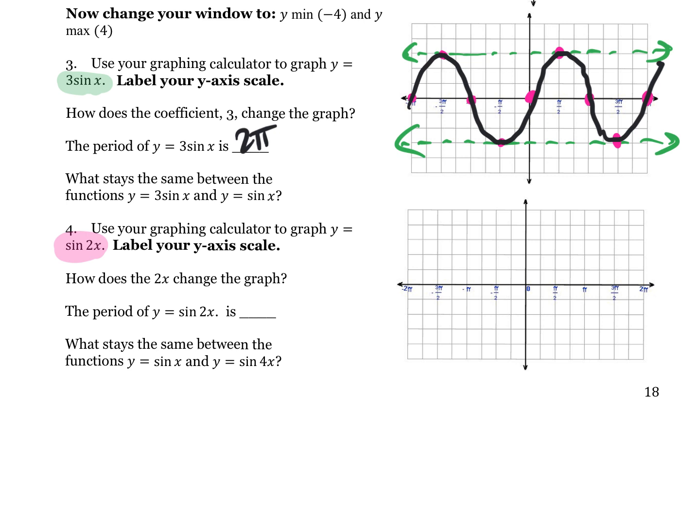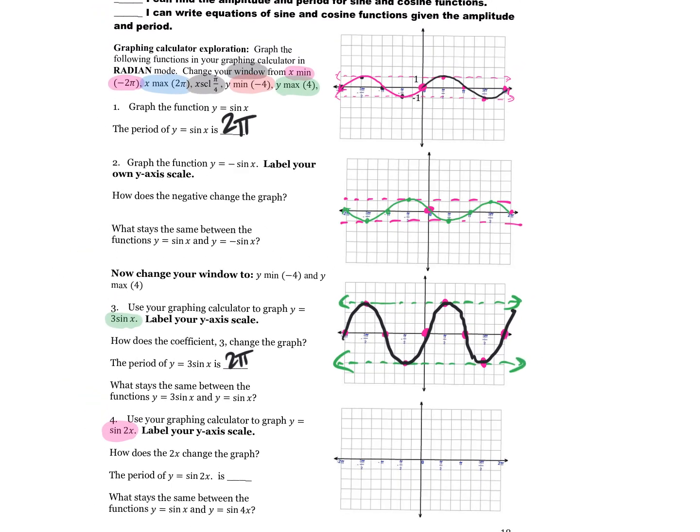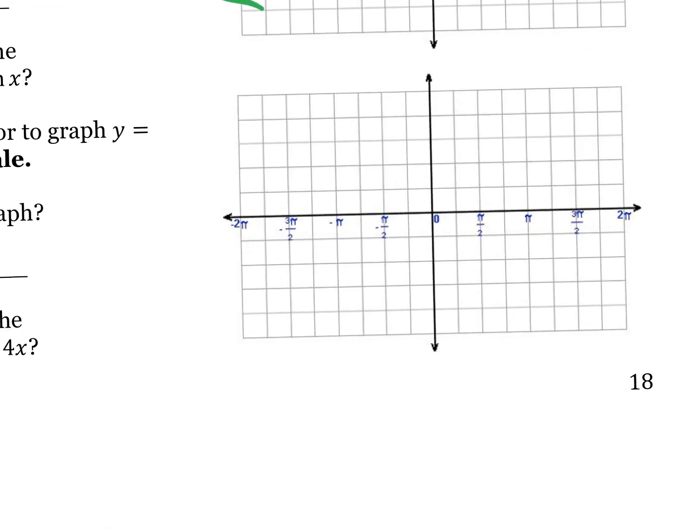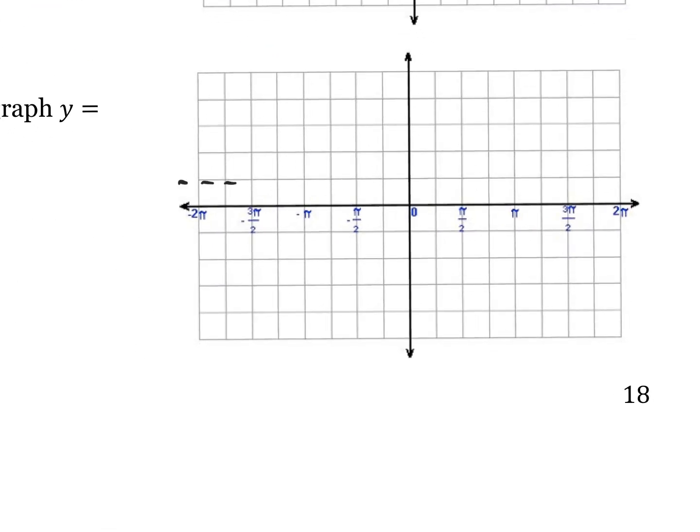Did I change the amplitude? The amplitude is always the number in front of my function. Do you agree this is 1 sine as opposed to the one before, which was 3 sine? This one is 1 sine. So my guidelines are just going to be 1 and -1. That's as high and as low as I'm going to need to go. 1 and -1.